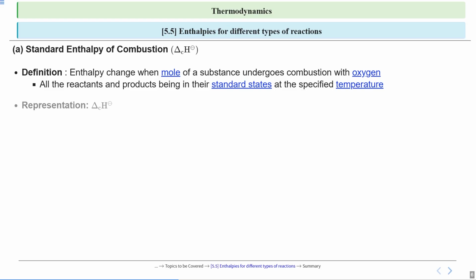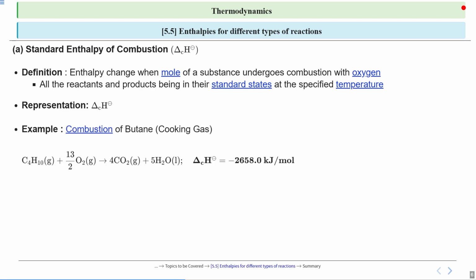What is the example? This is the representation. We have seen it already, delta C H naught. It is just for your notes. So the example is the combustion of butane. This butane is an important component of your cooking gas. Now, if this butane is undergoing combustion, what will it produce? Since it is a hydrocarbon, it will definitely produce two things. One is carbon dioxide and the second is water.